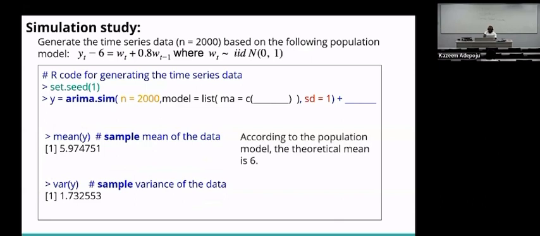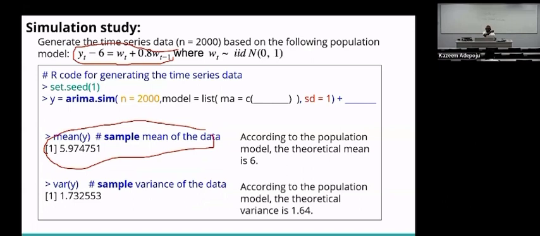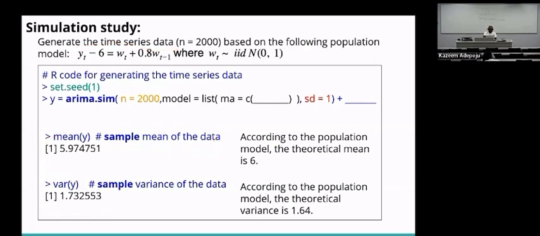Now, according to the population model here, the mean is 6, right? Now, what was the sample mean? Very close to 6. You see that? Okay, you can also figure out the variance. I think the theoretical variance that we got was 1.64. But what is the sample variance now? 1.732. So this enables you to compare the sample estimate with the population one. Any question? Super easy, right?